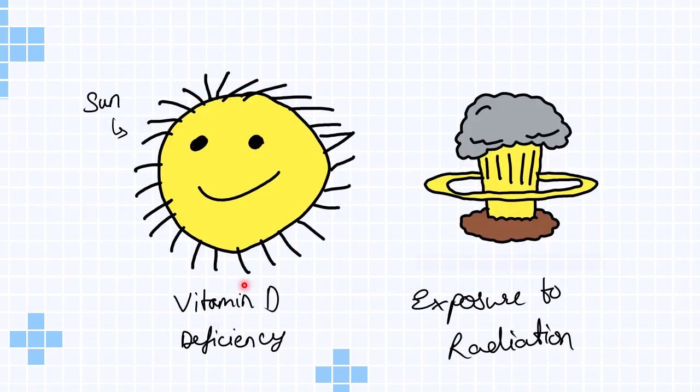The fourth one is vitamin D deficiency. The main function of vitamin D is to regulate cell death and to fight chronic inflammation. Without vitamin D, precancerous cells multiply and mutate. The fifth one is exposure to radiation. It is a big carcinogen. No need to explain for this.